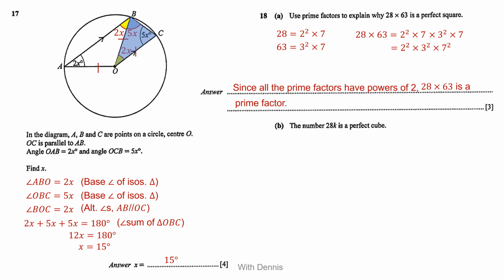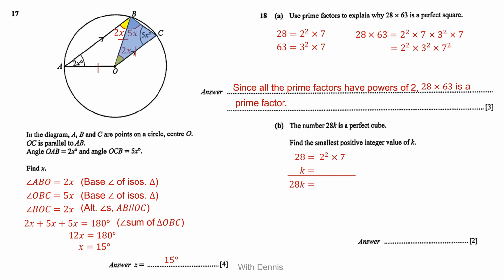B. The number 28k is a perfect cube. Find the smallest possible integer value of k. 2 marks. So we know that 28 product of prime factors is 2 square times 7, and we need to find the k, so that 28k will be a perfect cube, and the product of prime factors must have the power which is divisible by 3.